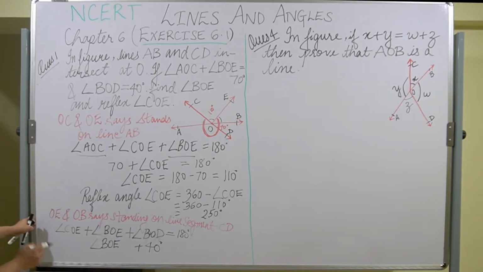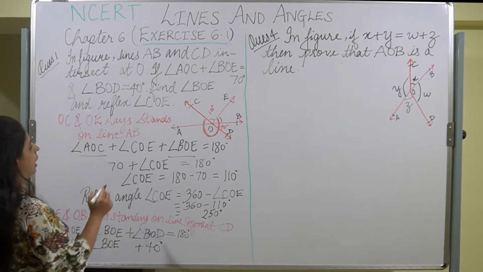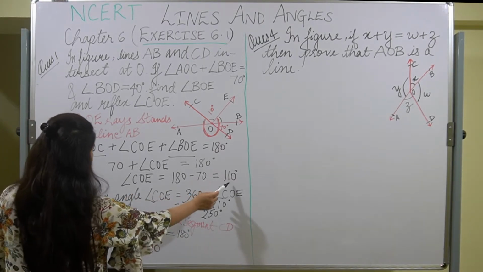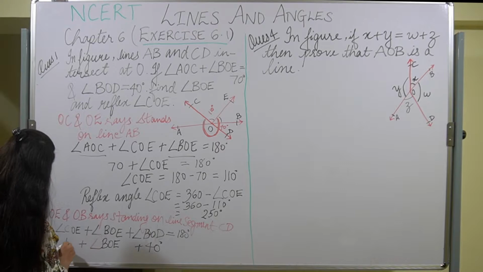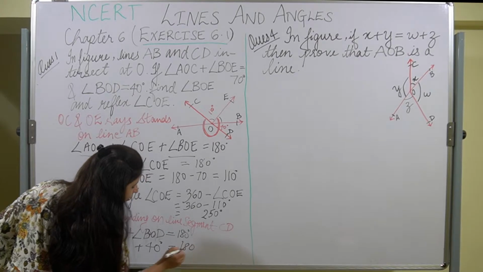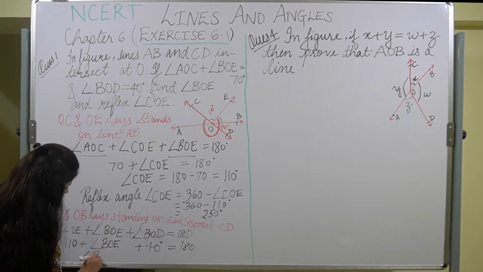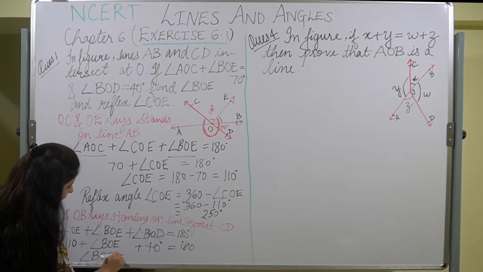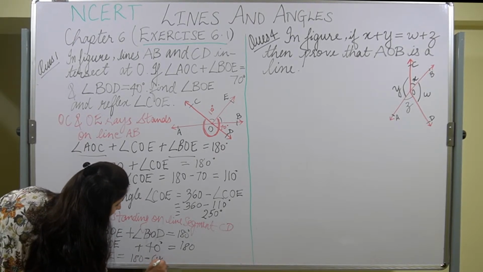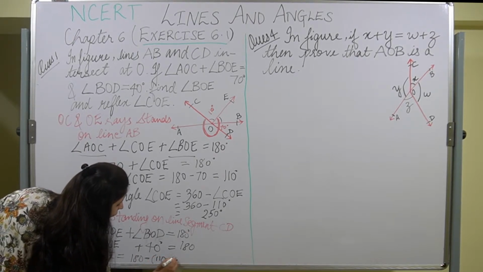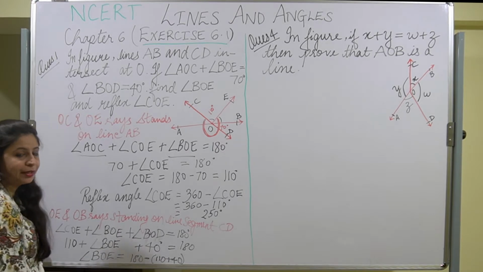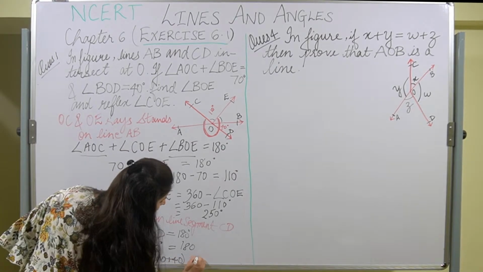Okay, and angle COE I have already found out in the upper part of the question. So it comes out to be 110 equal to 180 degrees. So angle BOE comes out to be 180 degrees minus 110 plus 40, which comes out to be 150, and when I subtract from 180 degrees, I'm left with 30 degrees.